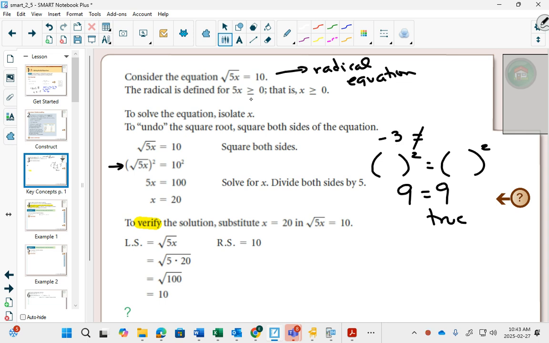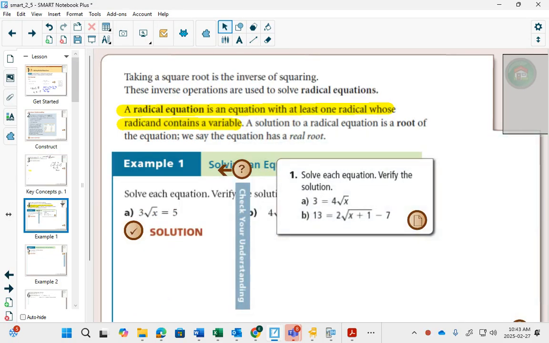Can you see that if I started with minus 3 and plus 3, and I squared my minus 3, and I squared my plus 3, I would get 9 equals 9. But I started with something that's not true. So we're going to find out in this unit, sometimes when you square both sides, you get something that's not true, so we always have to check. Okay, we're ready for example number 1.